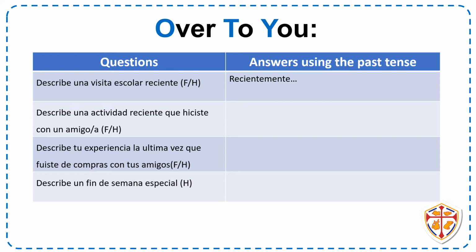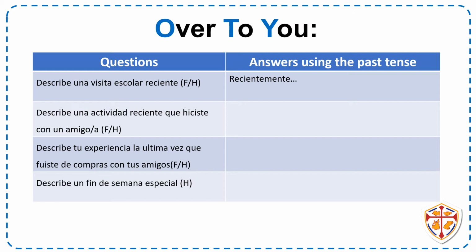Something that you can do is start your sentence with a time indicator. For example, in this case, I am using the same one that states the question, recientemente, recently, but feel free to use a different one. For example, el año pasado, last year, la semana pasada, last week, o el martes pasado, last Tuesday. As long as it is specific, it's going to be okay.